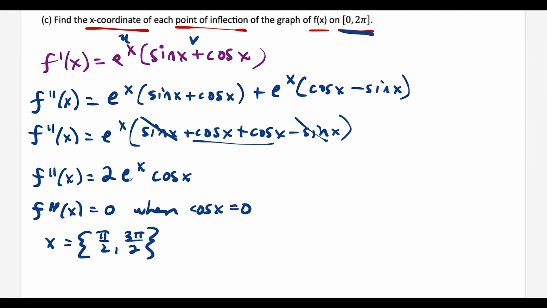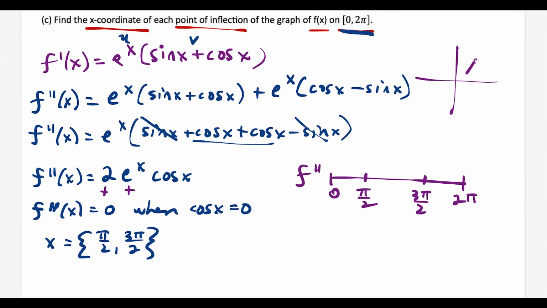And now we have to make a sign chart. So let's go ahead and do that over here. So we're making a sign chart for f double prime, and our interval is going from 0 to 2 pi, and we just write our two roots here at pi over 2 and at 3 pi over 2. So what we want to think about here is, remember, our second derivative, this is positive. Our second thing here is always positive. So cosine is going to be the determining factor of the sign of our second derivative.